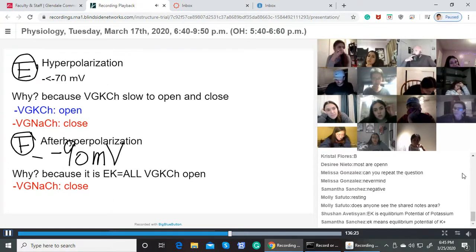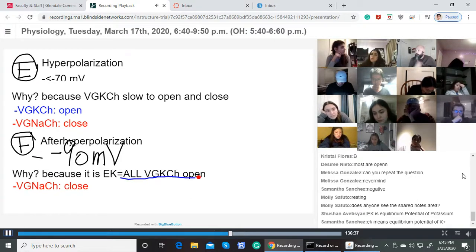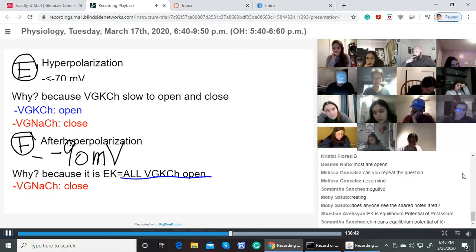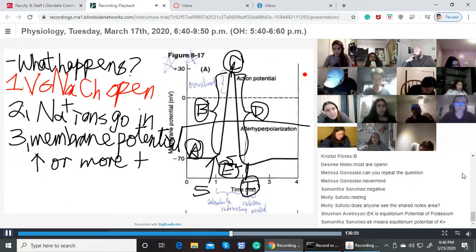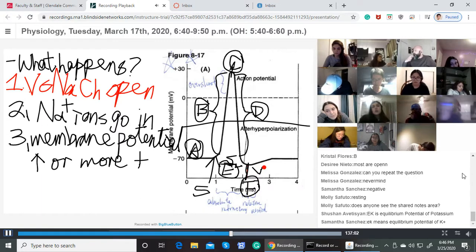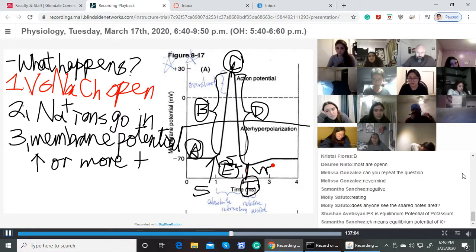So at point F, you see that this should be in blue. All voltage-gated potassium channels are open, but the voltage-gated sodium channels are closed. So of course you may think, let's go to point G, right? No, we don't go to point G yet, but part G is here. This part is part G.